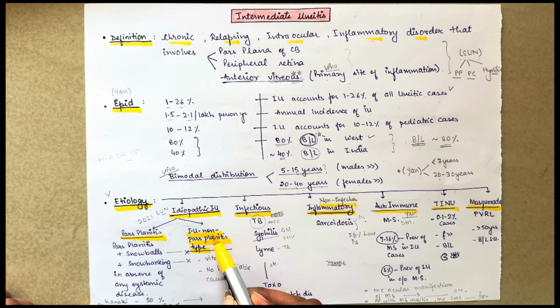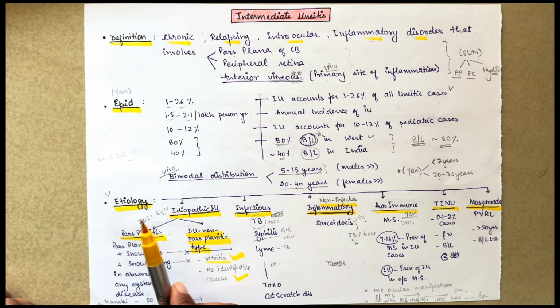Whereas in intermediate uveitis non-pars planitis type, there is only vitritis and no identifiable cause. The snowballs and snowbanking are absent here. So can you differentiate it now? Idiopathic intermediate uveitis is when no identifiable cause is there.